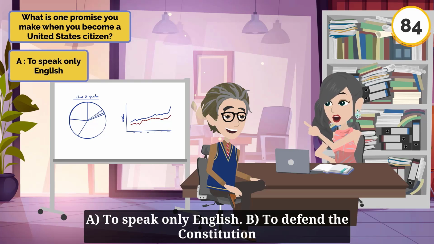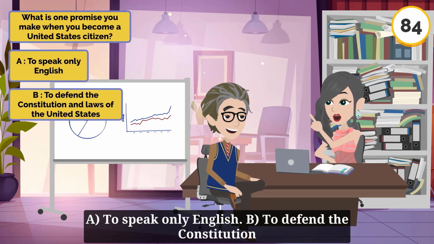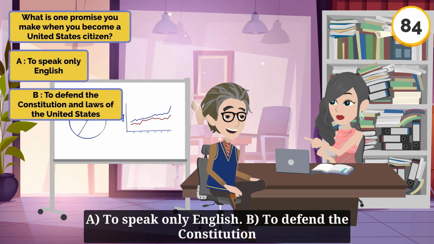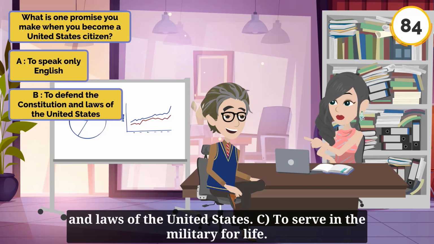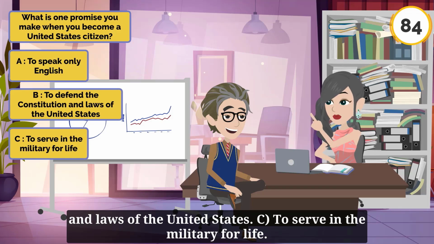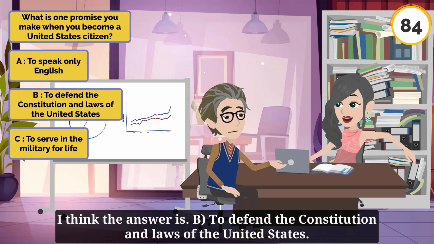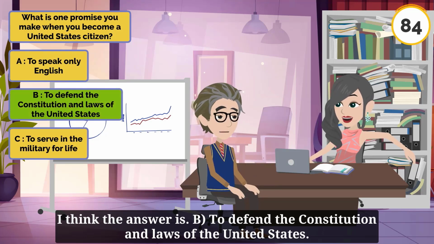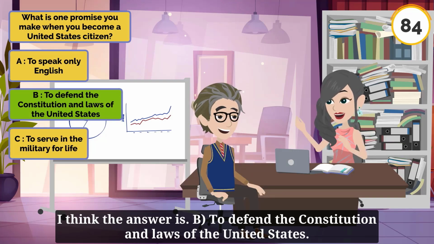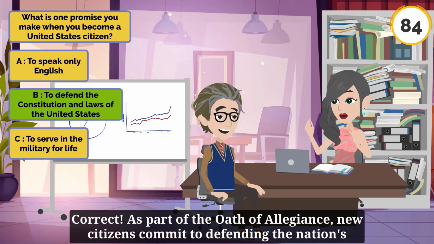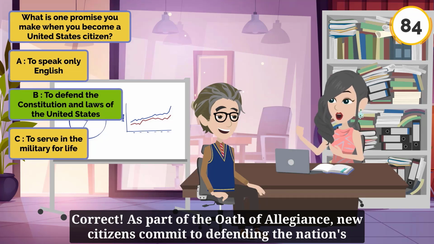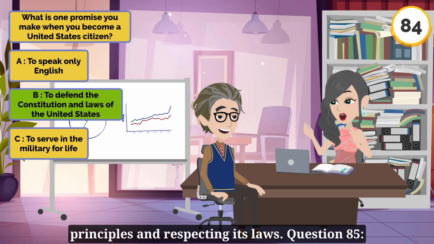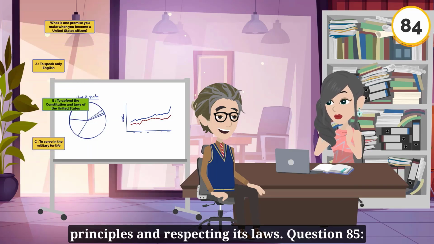Question 84. What is one promise you make when you become a United States citizen? A. To speak only English. B. To defend the Constitution and laws of the United States. C. To serve in the military for life. I think the answer is B. To defend the Constitution and laws of the United States. Correct. As part of the Oath of Allegiance, new citizens commit to defending the nation's principles and respecting its laws.